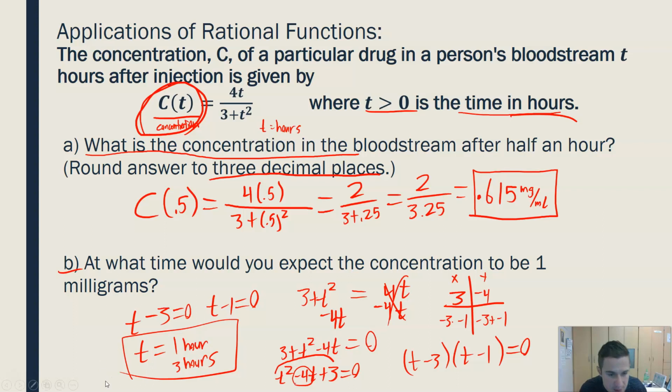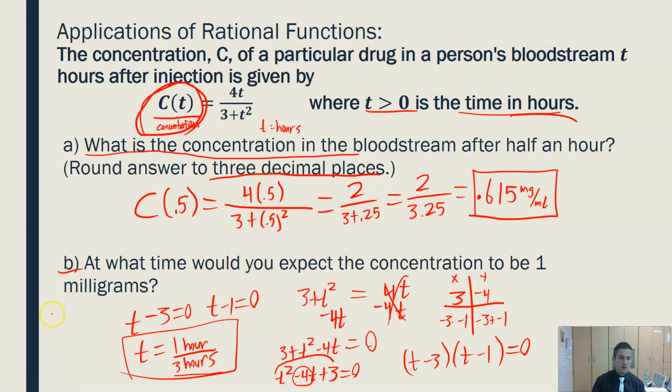So, check this out. The question was, at what time would you expect the concentration to be 1 milligram? After 1 hour, the concentration of this drug in my bloodstream is going to be 1 milligram. And then it seems like maybe it's going to go up and then come back down again, because at 3 hours, the drug is going to be at a concentration of 1 milligram again.